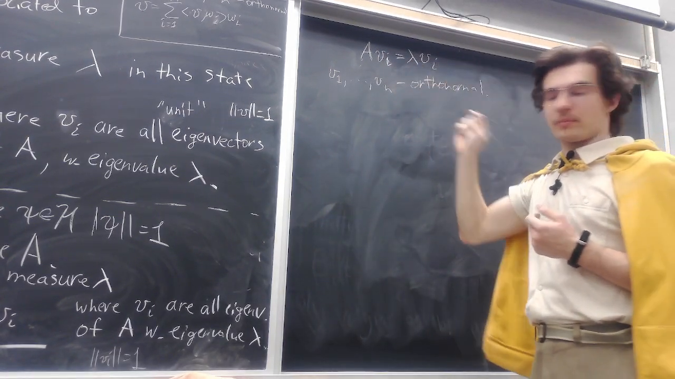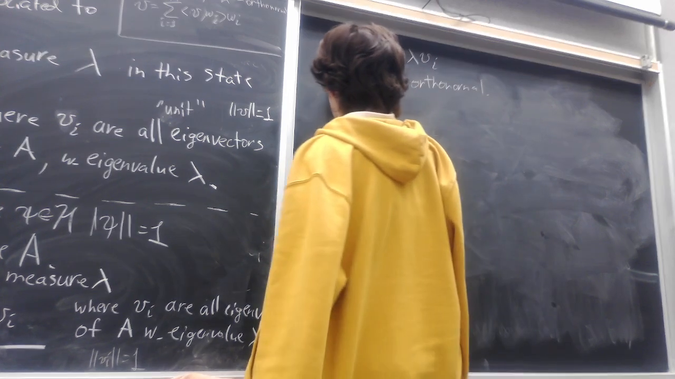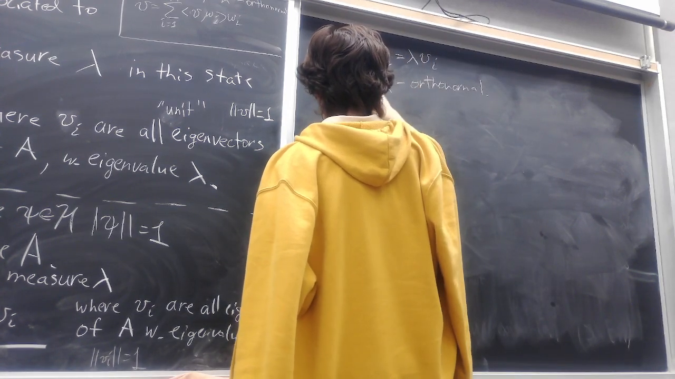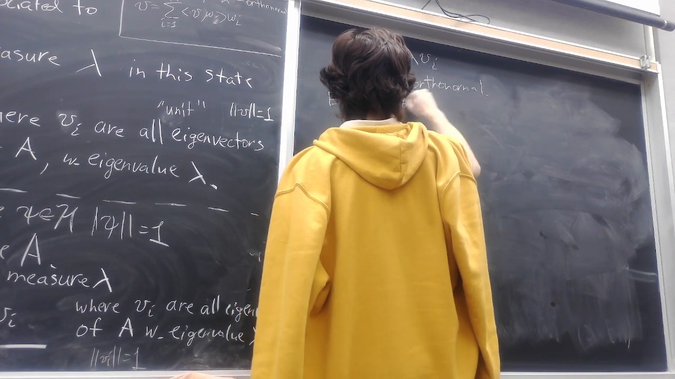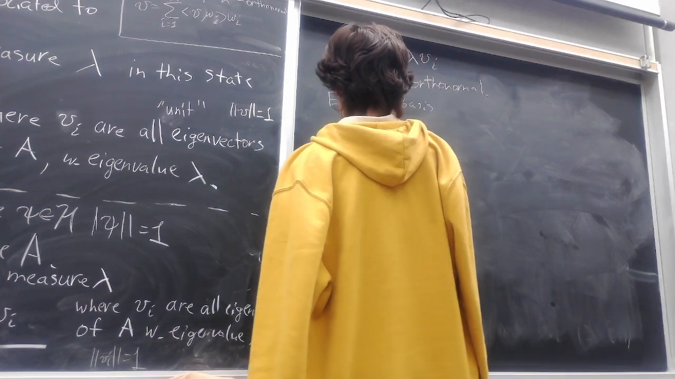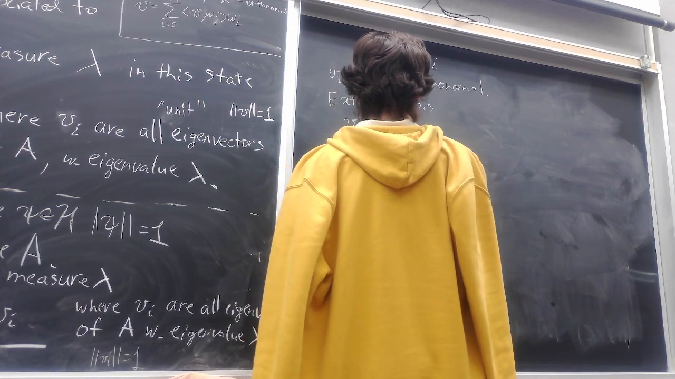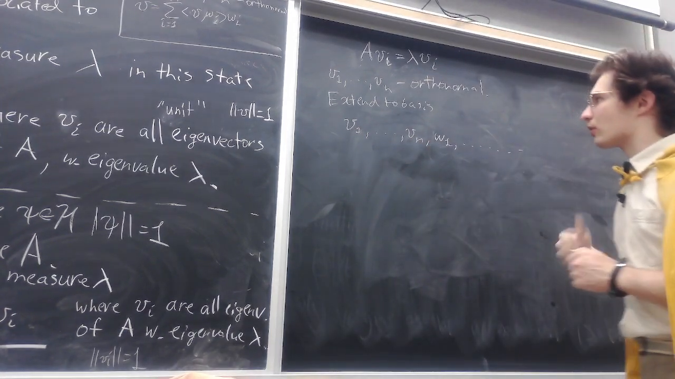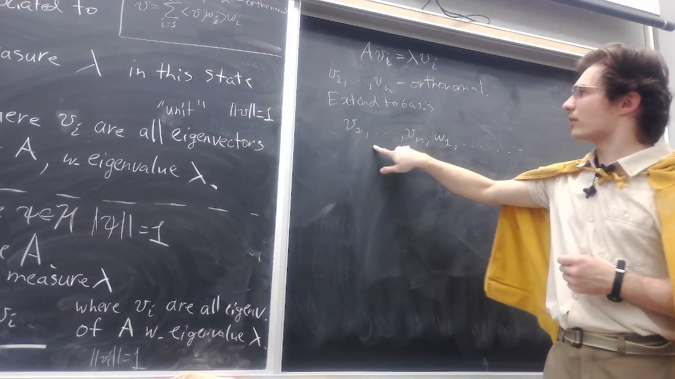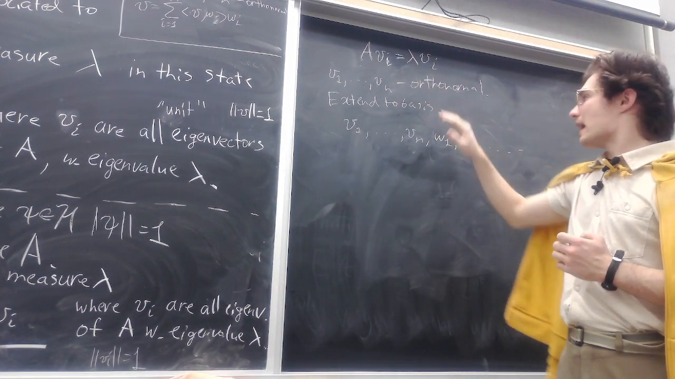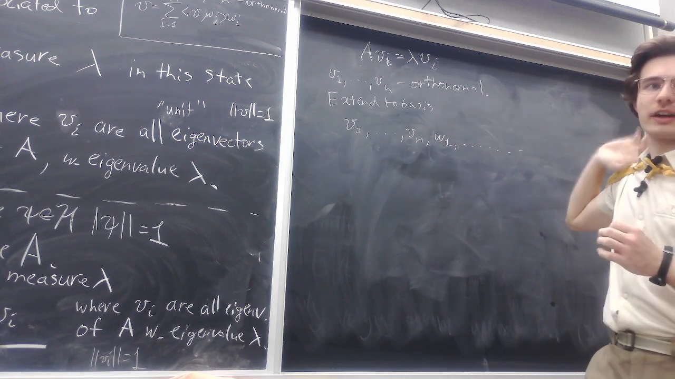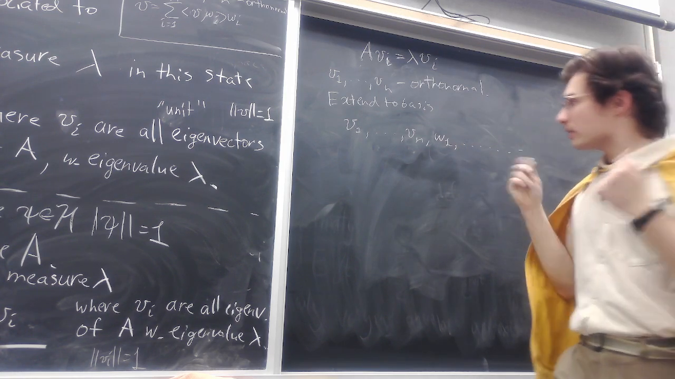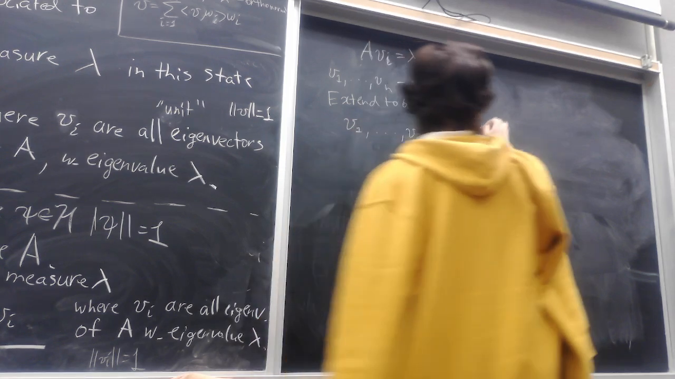Okay? So now I can extend to a basis. So the first n of my vectors in my basis are these eigenvectors of A, and the rest are some other vectors that I add to it, right? What does this mean? And so this is still orthonormal.